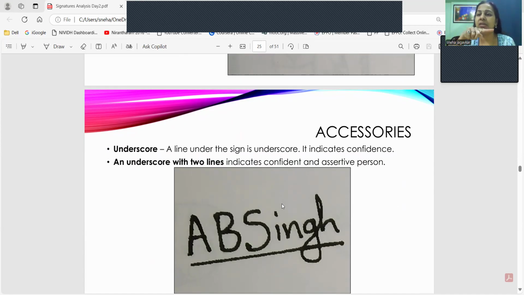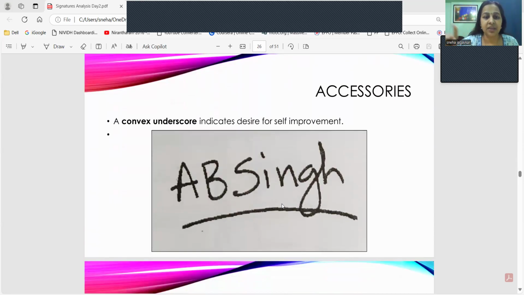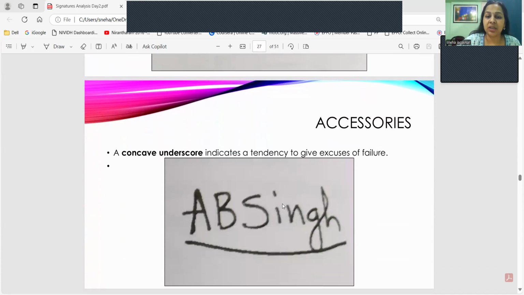An underscore is a line drawn below the signature. This indicates the person's confidence, and two underscores under the signature indicate that the person is confident and assertive as well. A convex underscore indicates the person has a desire for self-improvement. A concave underscore indicates a tendency to give excuses for failure.